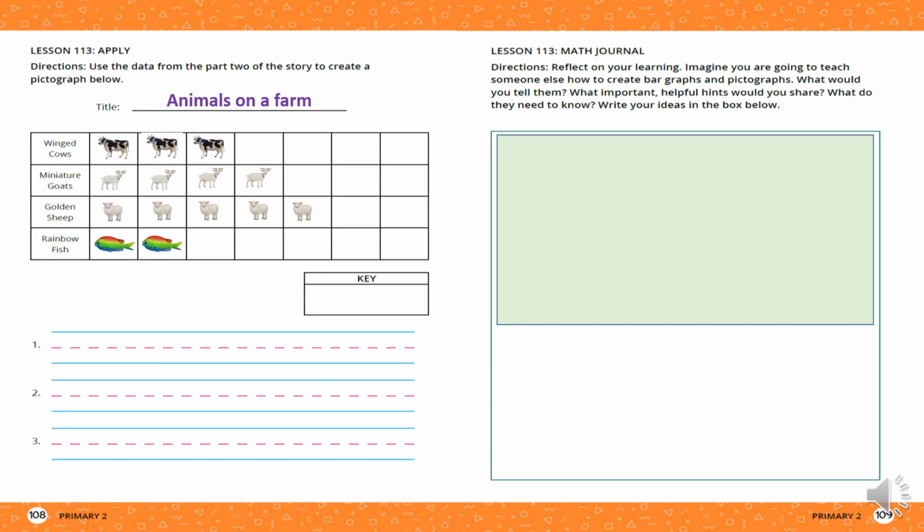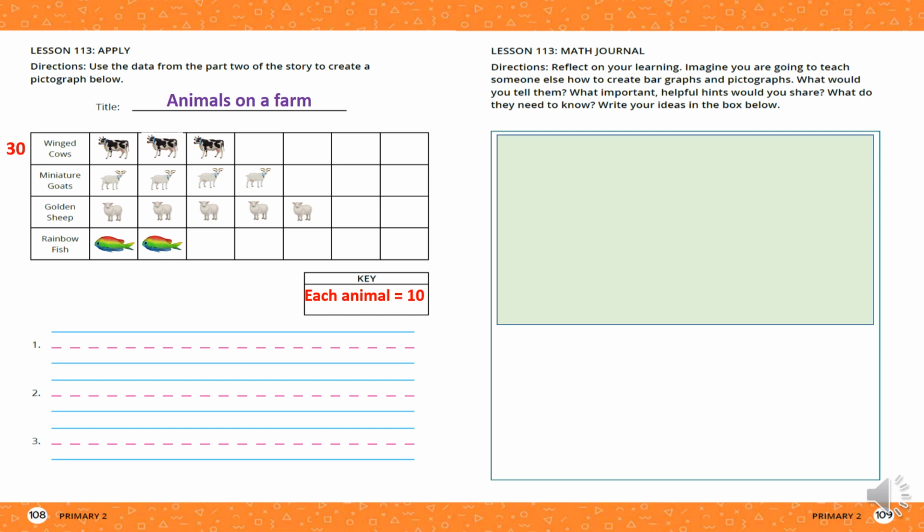Lesson 113, the apply part. Use the data from the bar graph of the story to create a pictograph below. Here we have the following pictograph that has a title, animals on a farm, and key, each animal equals 10. Okay, so now we will start counting, but pay attention, we are skip counting by 10. So winged cows, 10, 20, 30. So we will write 30.